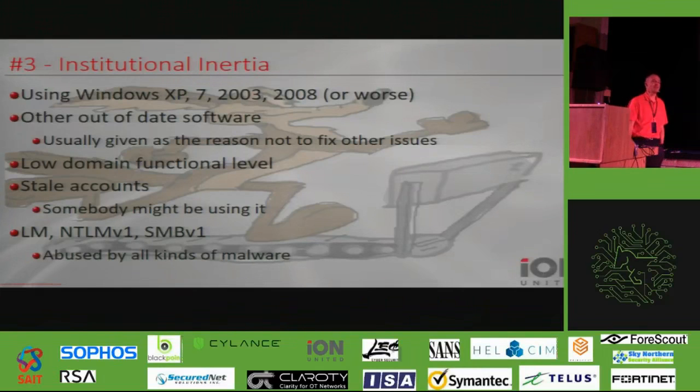Domain functional level. Again, the domain works, right? I can log in. Why change it? It's another one of those things that a lot of people aren't aware is there, and they certainly aren't aware of the benefits that they get from changing their functional level. And there are many. Stale accounts. Again, well, you can't change that password or disable that account because nobody's using it. We'll find out. And older protocols, there's 3 examples. They are roundly abused by malware. But again, something might be using that.